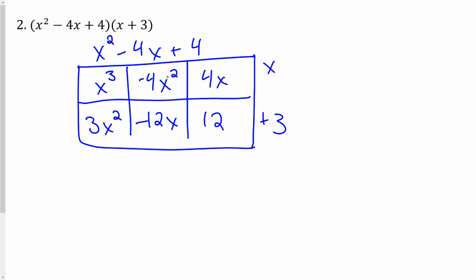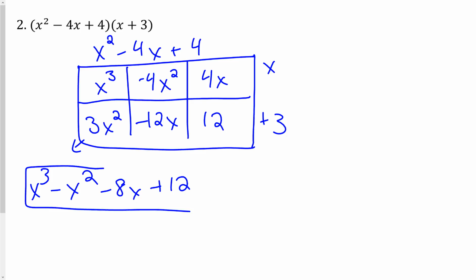Now again, notice that our like terms are on our diagonals. So I get x cubed. These are my like terms. These are both my x squared terms. We add them together. Minus 4x squared plus 3x squared is minus x squared. 4x minus 12x is minus 8x, plus 12. So that product is x cubed minus x squared minus 8x plus 12.